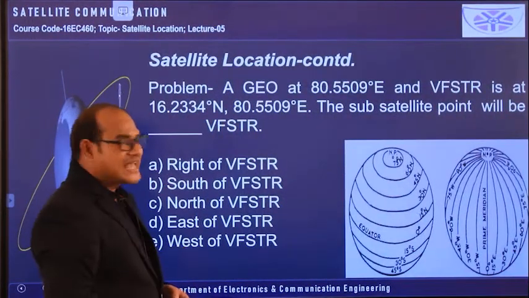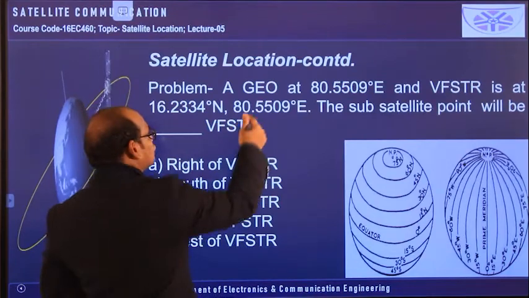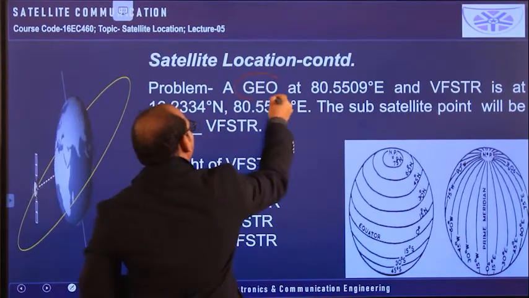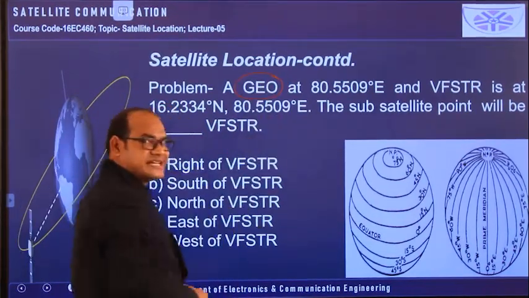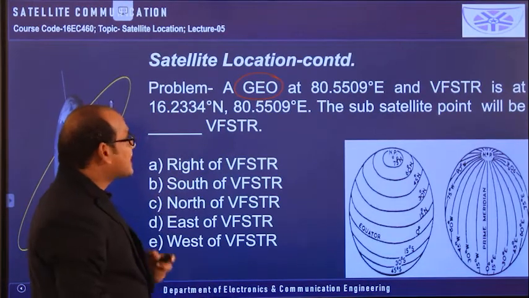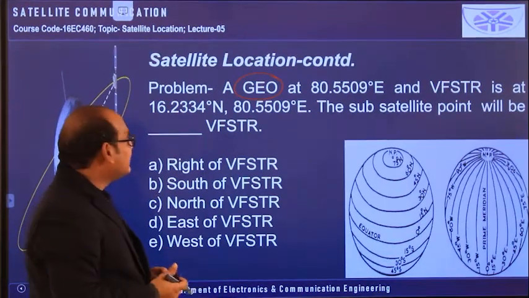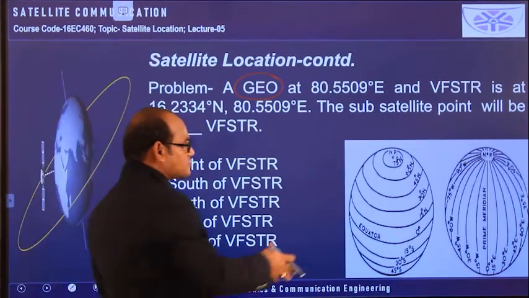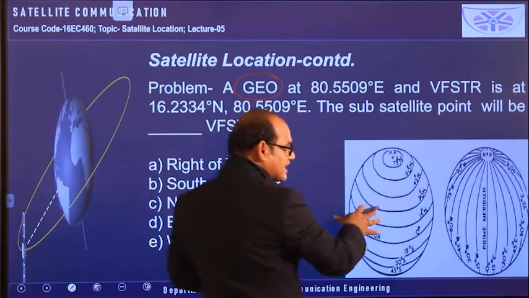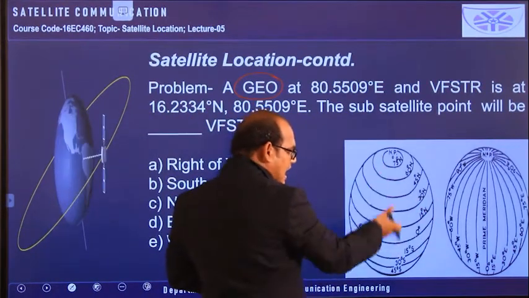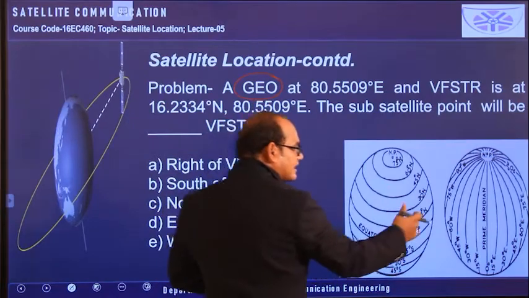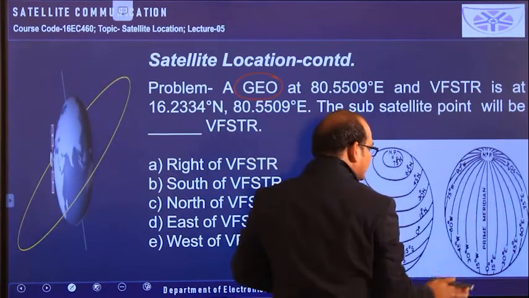Here we will do one small calculation. The geo is nothing but, as I have already mentioned, the geostationary satellite. A geostationary satellite is available in the equatorial plane only. So this is the earth. Here all the latitudes are indicated, and here the longitudes or the meridians are indicated.